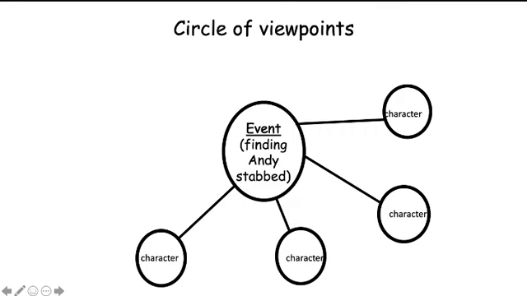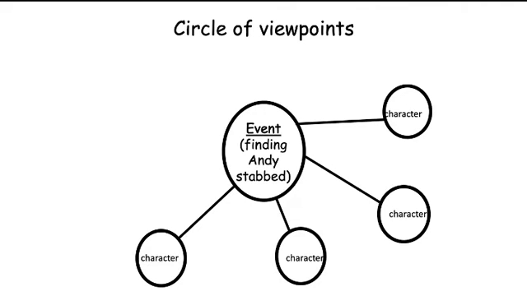So this is our circle of viewpoints. It's basically a very big mind map exercise that helps you to see things from all the characters' perspectives. So in the centre you will have an event, and then around about this event you will have all the characters that have been involved in the story. So let's take, for example, Finding Andy Stabbed. If we put Finding Andy Stabbed into the middle of our page, we then have an arm coming out for each character.